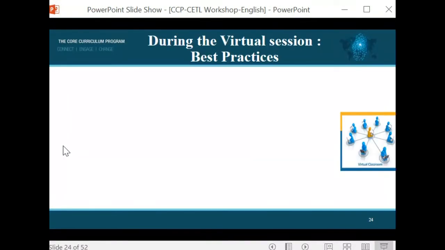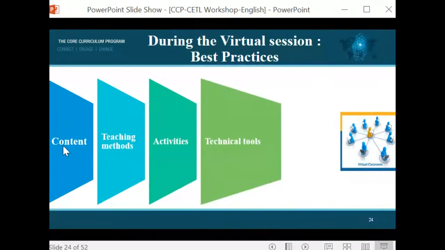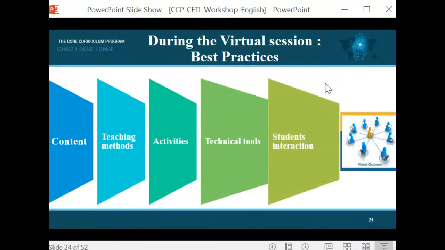So during the virtual session, the best practices could be divided into 5 components. We can find the content, the teaching methods, the activities, the technical tools, and the student interaction, which is a very important part. So here we are inside the class, inside the lesson. In the following, I will go through each component to address the best practices I have used during the virtual session. Then I will, in another stage, present concrete examples of some of these practices from the session.